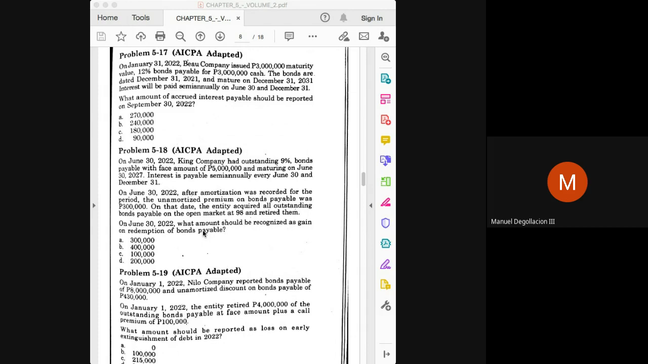Now, not all redemption problems will be as simple as this one. But why is problem 5-18 very simple or straightforward? Because we were already given the amount of unamortized premium. It was very easy for us to get the carrying amount of the bond as of June 30.